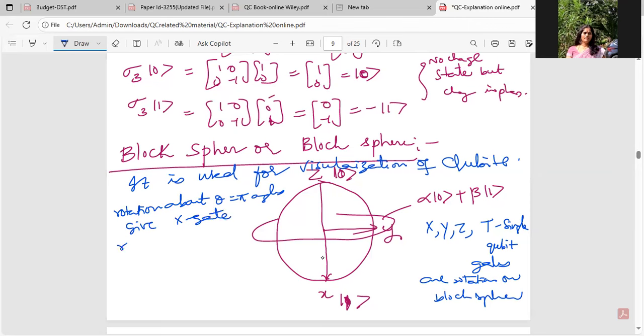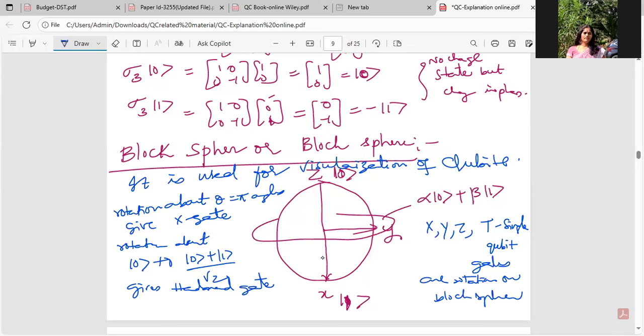Rotation about ket 0 to the equator, to ket 0 by root 2 gives Hadamard gate. I have not discussed this yet. I will do it in the coming videos. Hadamard gate. Like that.